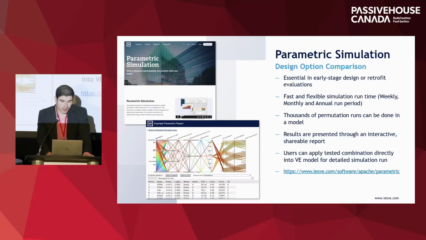This allows you to model thousands of permutation runs in one single model, and then choose the path or the top 3 paths that are more likely to bring you to success. The results are presented through an interactive and shareable report. This report is known as a parallel coordinates plot that you can use to filter down and pinpoint which of these design strategies are the best for your project.